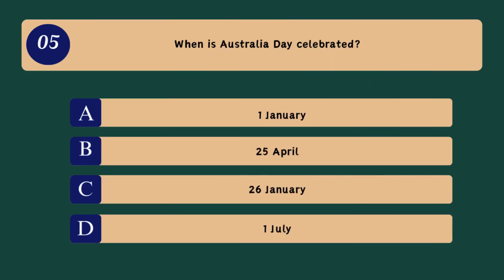Question 5. When is Australia Day celebrated? A. January the 1st. B. April the 25th. C. January the 26th. D. July the 1st.